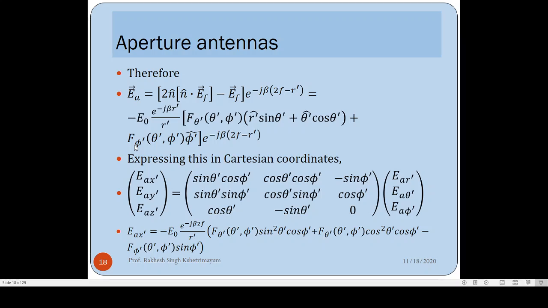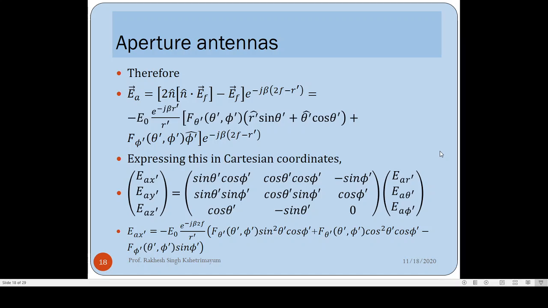But the expression we have for the far field radiation pattern of an aperture antenna, we have done a generalized derivation, which was equation 24.1 and 24.2. It was for the x and y components of the aperture electric field.